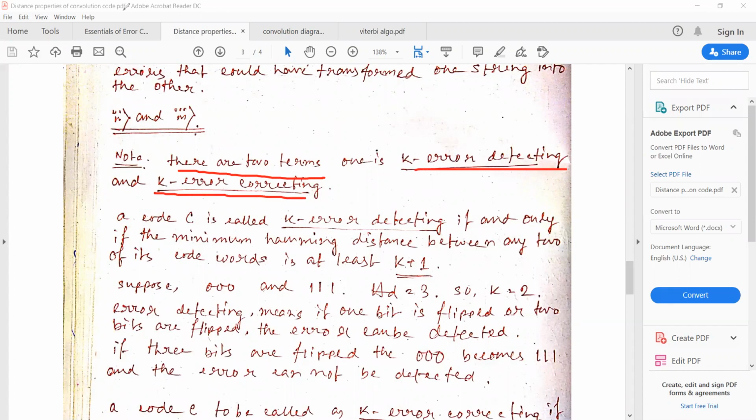So suppose a code is C. A code C is called K error detecting if and only if the minimum Hamming distance between any two of its code words is at least K plus 1. That means a code C is called K error detecting: you are detecting, not correcting. You are just detecting that this code has an error.